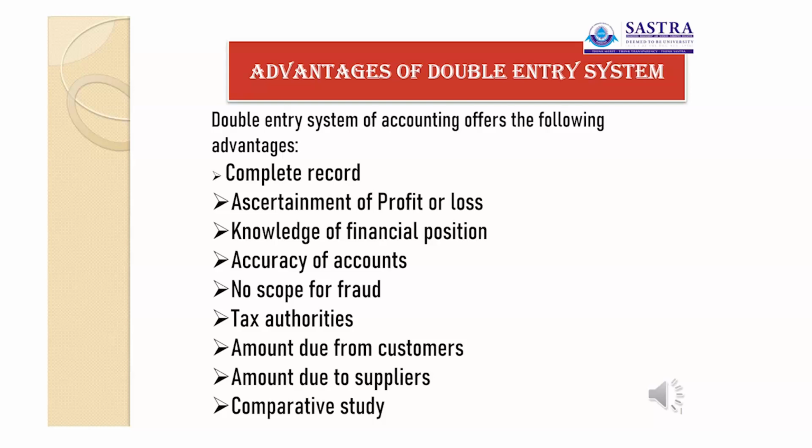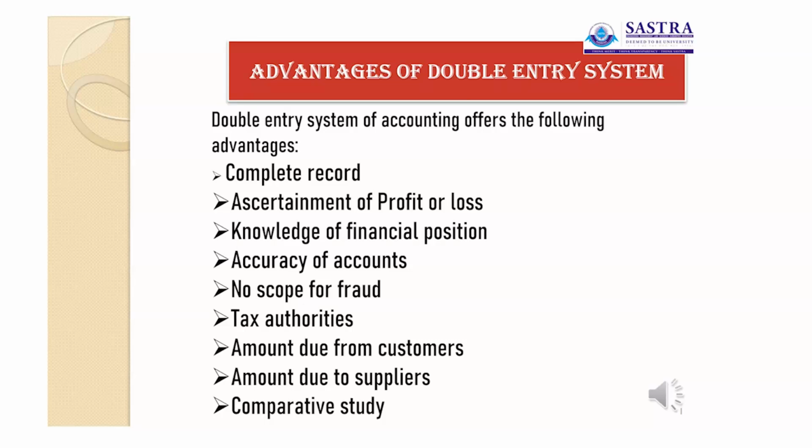Under this double entry system, every debit has a corresponding credit. The arithmetical accuracy of the books can be tested by preparing a statement called trial balance. The trial balance helps to know whether the arithmetical accuracy of the books is correct or not. So the double entry system ensures accuracy of accounts.